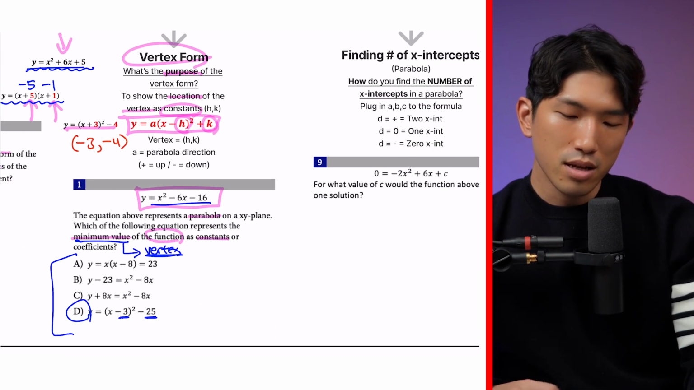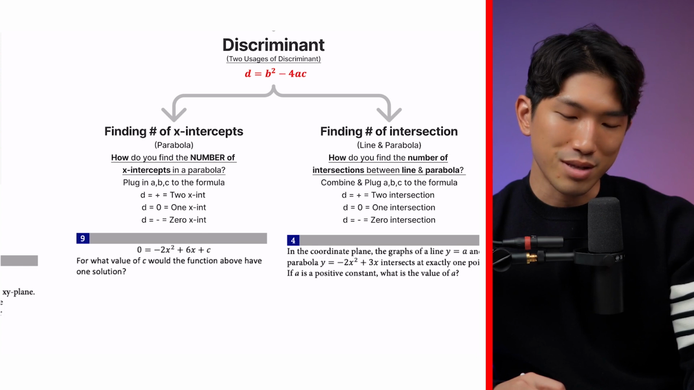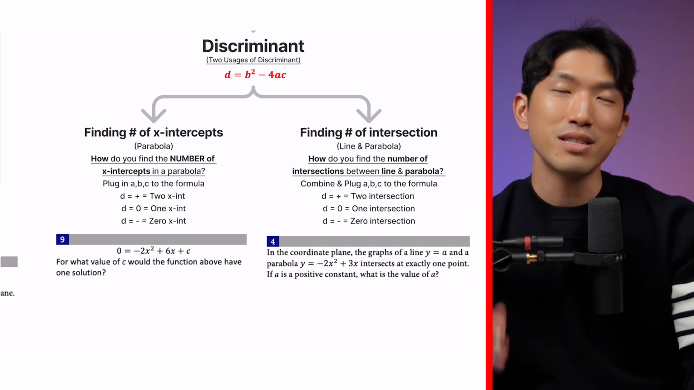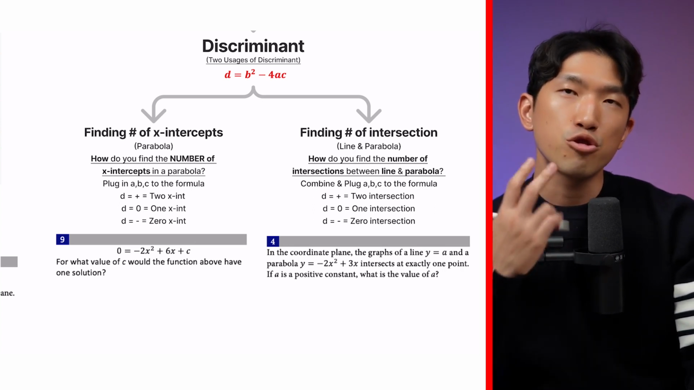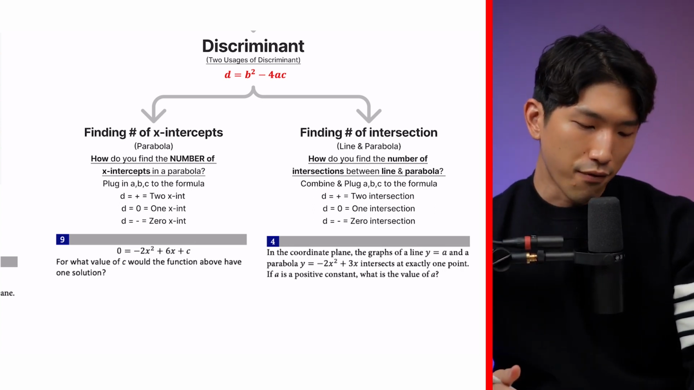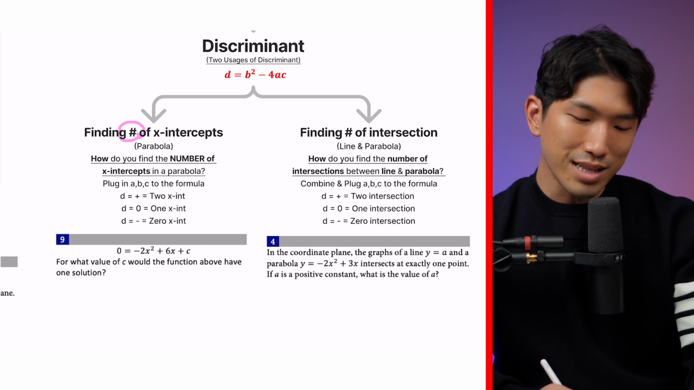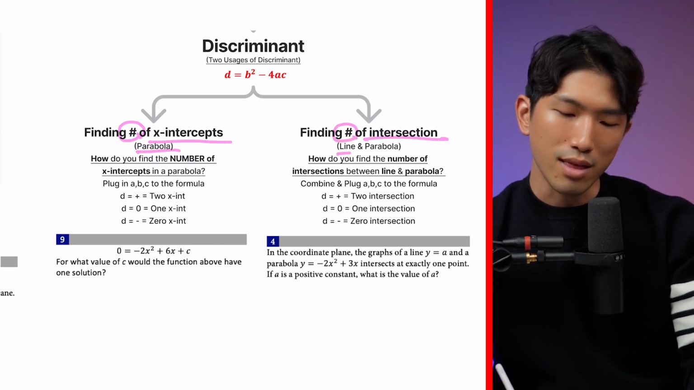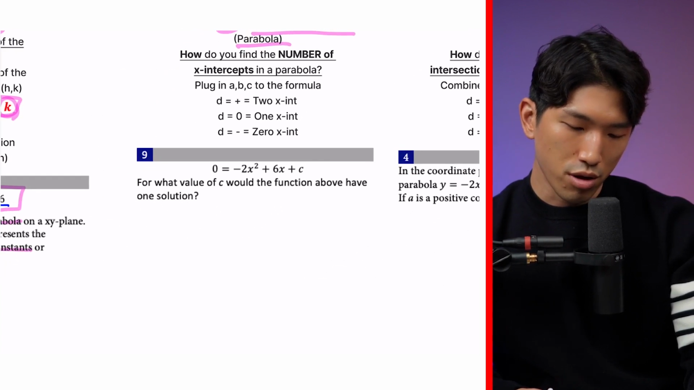And last but not least, the most popular type of questions nowadays, I think, on the SAT for parabolas is going to be testing you on something known as discriminants. And discriminant serves two purposes on the SAT. The first is finding the number of x-intercepts in a parabola versus finding the number of intersections between a line and the parabola. So the question would look something like this.